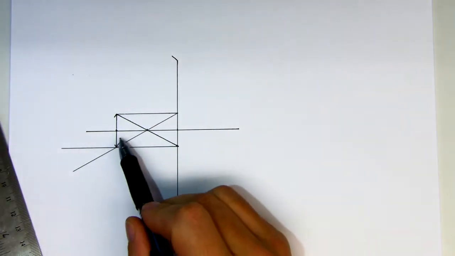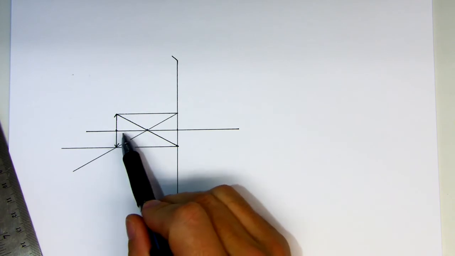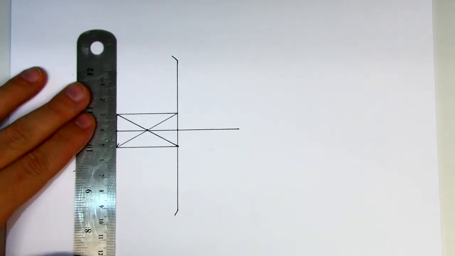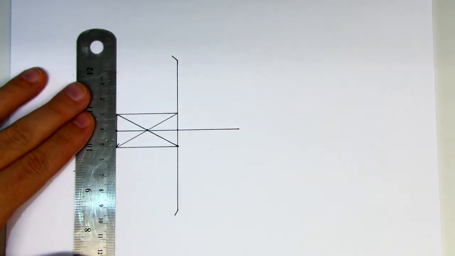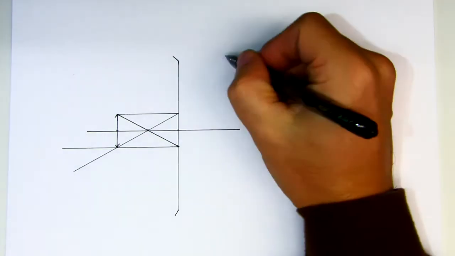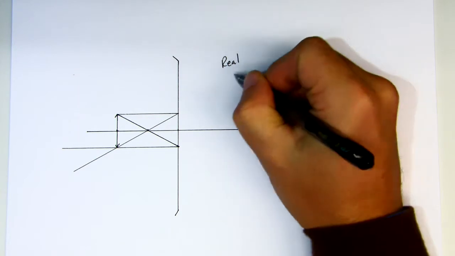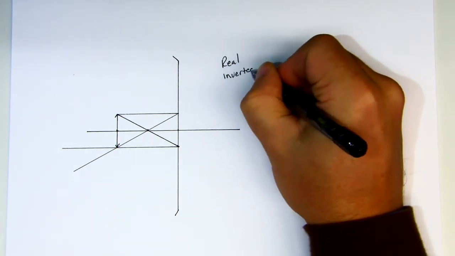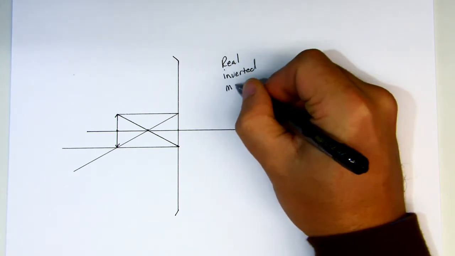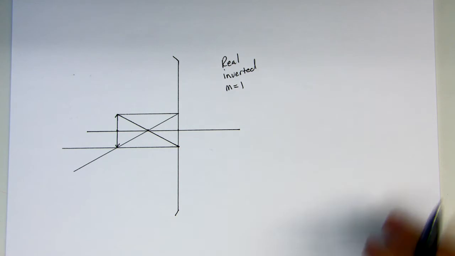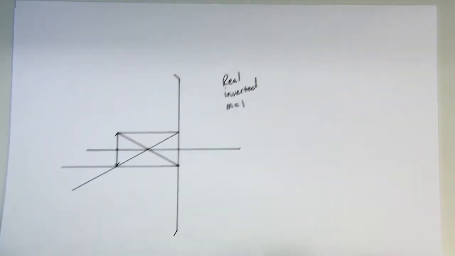The image is at the same position as the object, just inverted, and the magnification should be equal to 1, and it looks like it is. We can try and measure. Looks like approximately 1 centimeter for both the height of the object and the height of the image. So this is a real image. It's inverted, and magnification equals 1. This is the special case of a concave mirror. Okay.